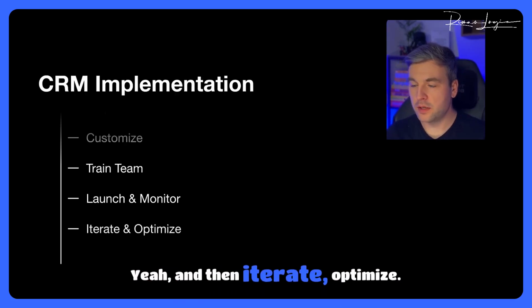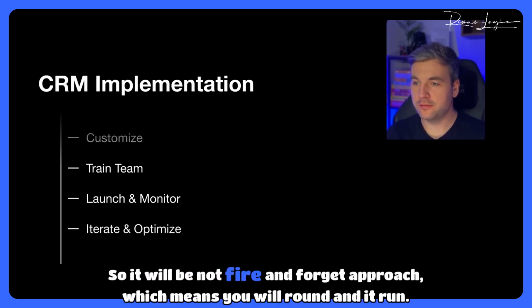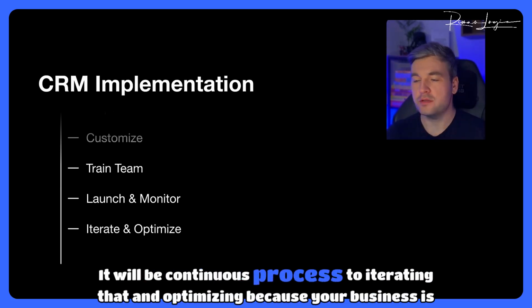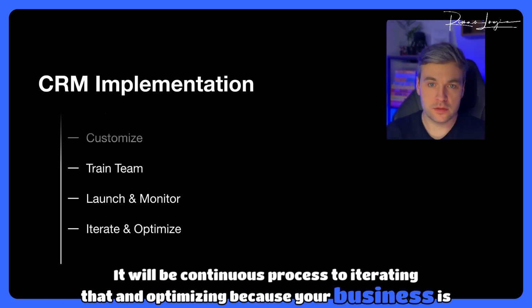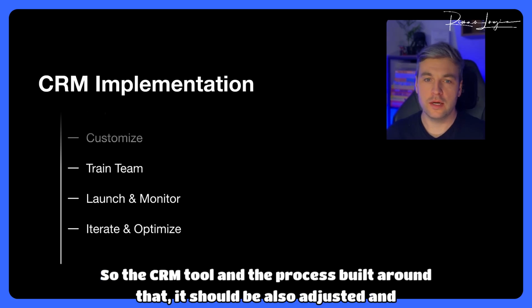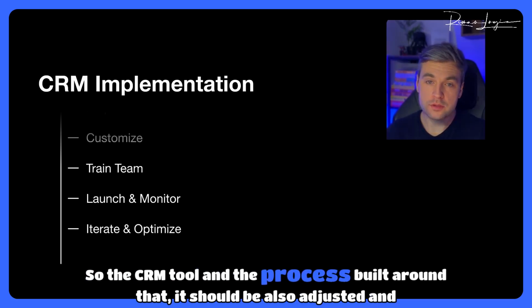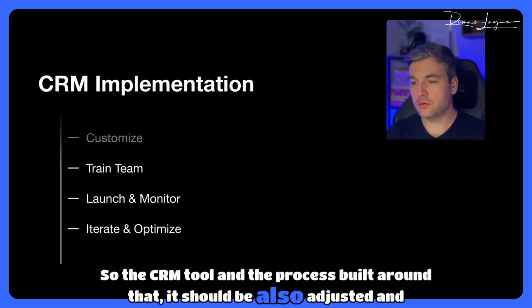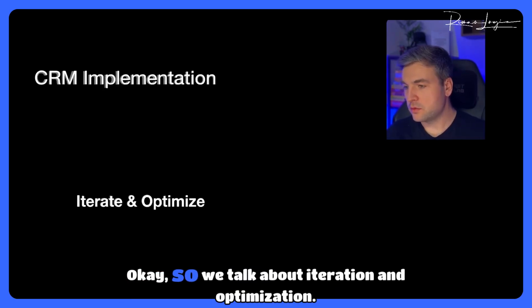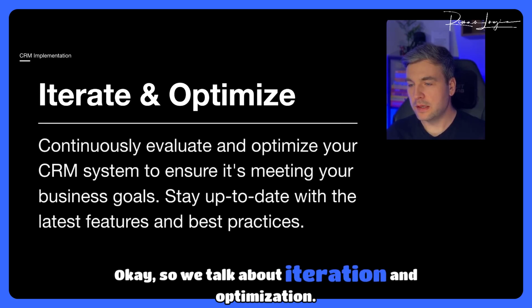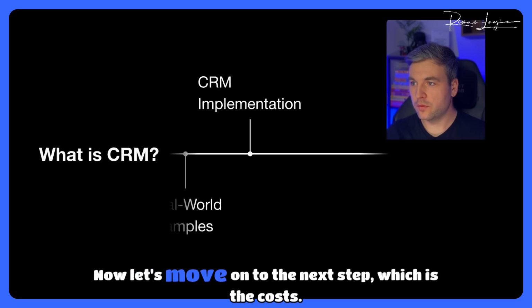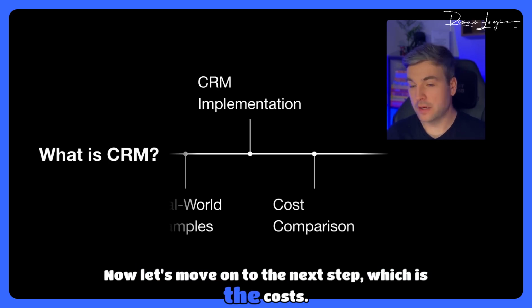Then iterate and optimize. It will not be a fire-and-forget approach, which means you launch it and just run. It will be a continuous process of iterating and optimizing, because your business is growing, people are changing, the situation is changing, the market is changing. So the CRM tool and the process built around it should also be adjusted and optimized. Okay, so we talked about iteration and optimization. Now let's move on to the next step, which is the costs.